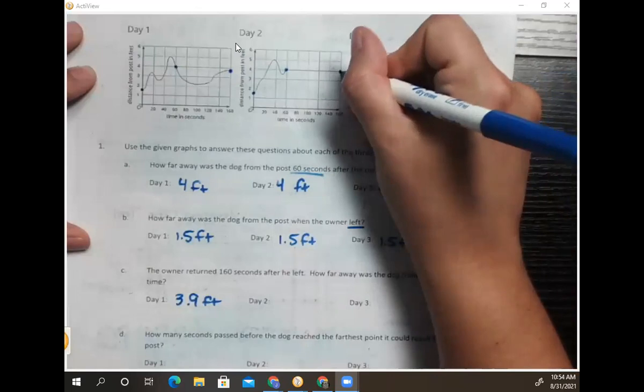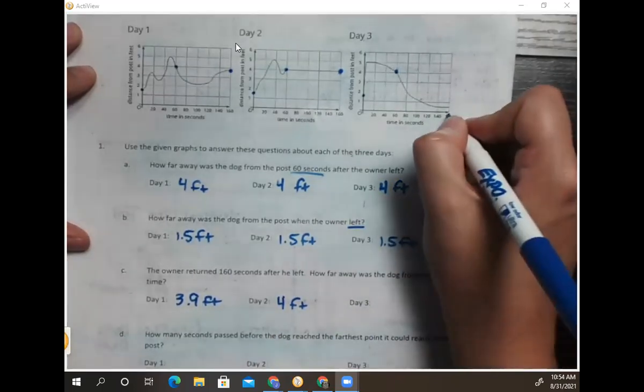Day two, 160 seconds. How far was he? 4 feet. Yep, don't have to estimate on that one. He was at 4 feet. And then day three, at 160 seconds, what was that distance? About half, 0.5. Again, if you disagree with that estimate, you think it was slightly higher or lower, that's okay, as long as your estimate is between 0 and 1, towards the middle of those two.